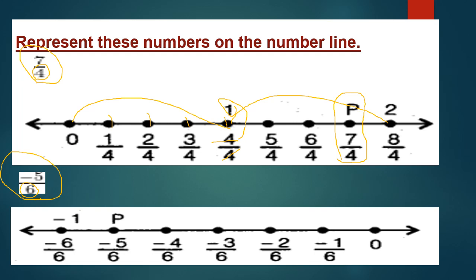That means towards the negative side, 0 and minus 1 are the consecutive numbers. So between 0 and minus 1 we want to divide the number line into 6 equal parts. So this is the first part, second part, third part, fourth part, fifth part and sixth part. The first part can be written as minus 1 by 6, second part as minus 2 by 6, minus 3 by 6, minus 4 by 6, minus 5 by 6, minus 6 by 6.